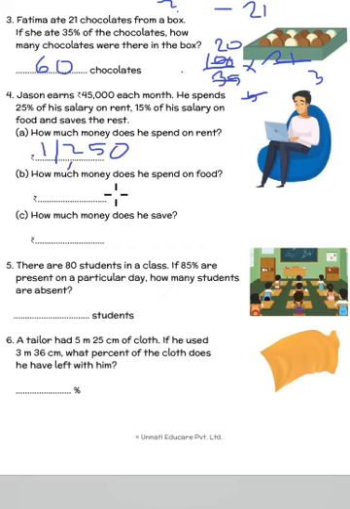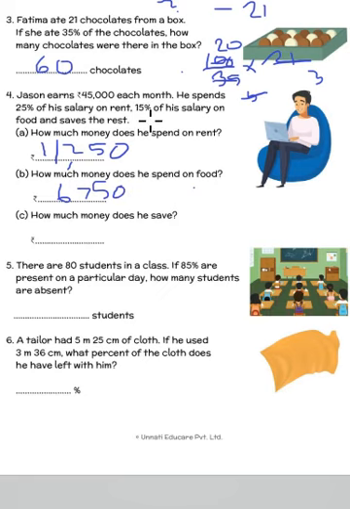How much money does he spend on food? So now we see that 15% of his salary is on food. So again, it is 15 divided by 100 multiplied by 45,000, which is 6,750, because you can directly cancel out the zeros and you will get this as 6,750.